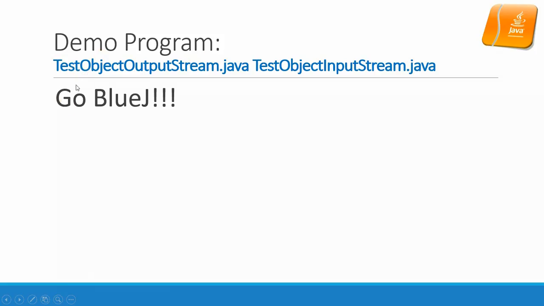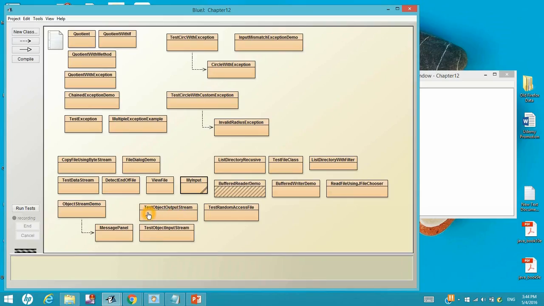The next demo programs we will work on are TestObjectOutputStream.java and TestObjectInputStream.java. Let's look at the programs. First, let's look at TestObjectOutputStream, because if it doesn't print out anything, the input part cannot read anything in. So let's look at this program.